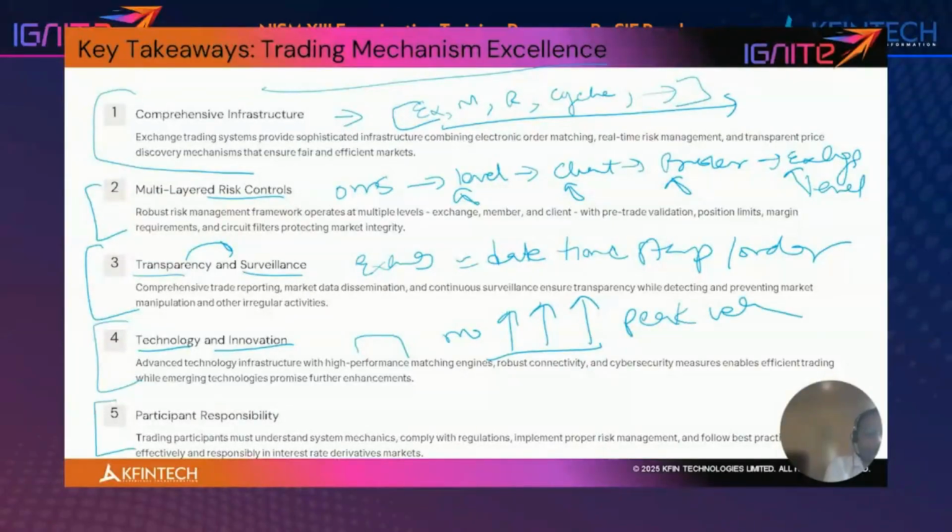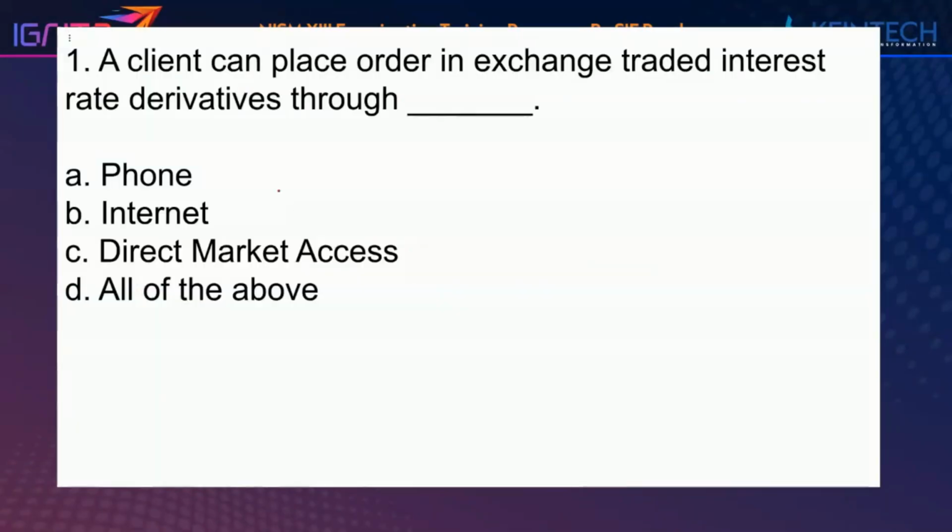And participant responsibility. Trading participants must understand system mechanics, comply with regulations, implement proper risk management, and follow best practices. This is self-explanatory in the sense that all the members should follow the rules and regulations that are laid down by the exchange and the regulators.